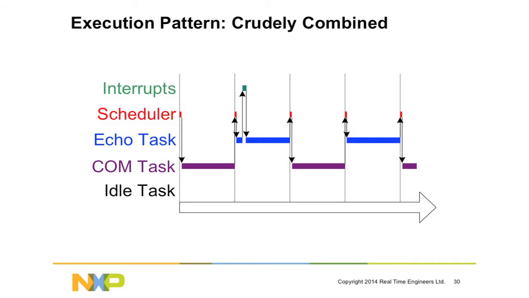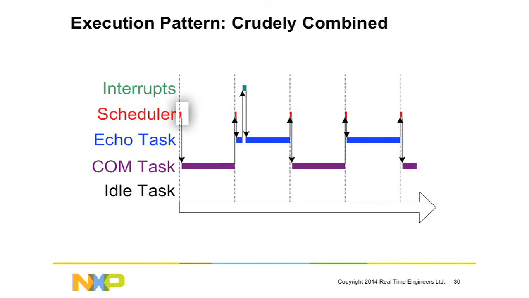There's a couple of things to notice here. One is the idle task is never running anymore. The idle task is created automatically by the kernel. So when you start the kernel, it creates the idle task, and the idle task will run if there are no application tasks wanting to run.